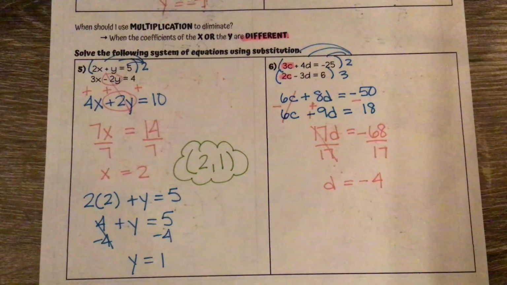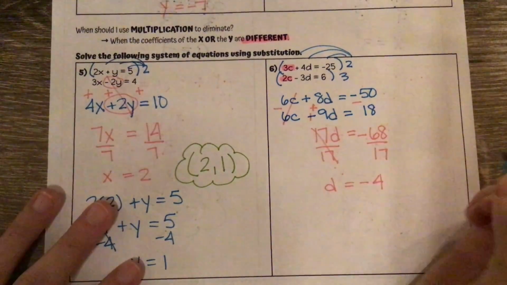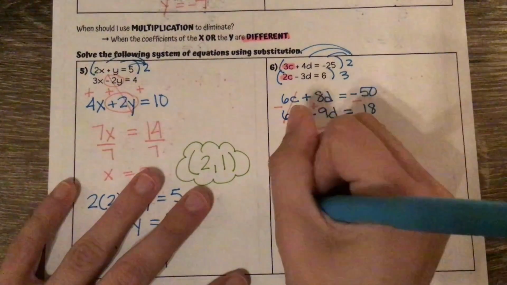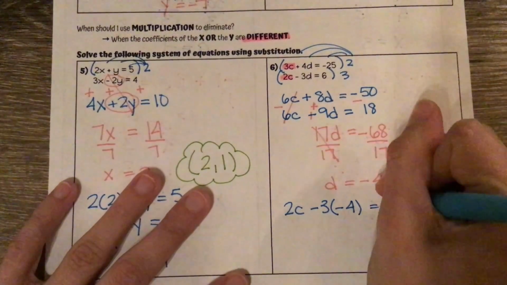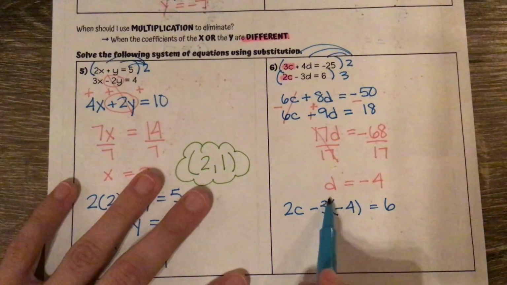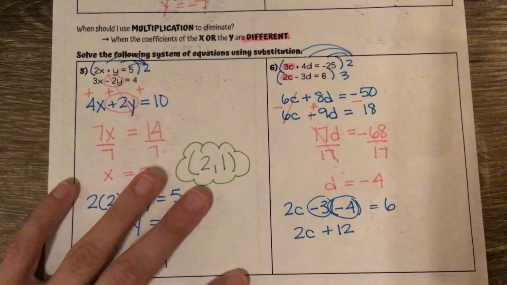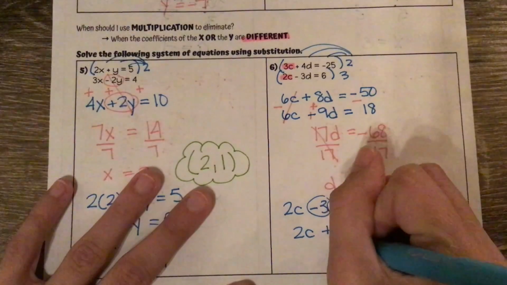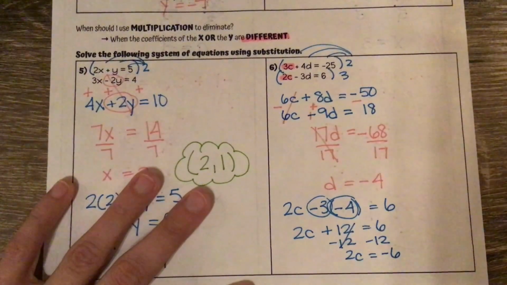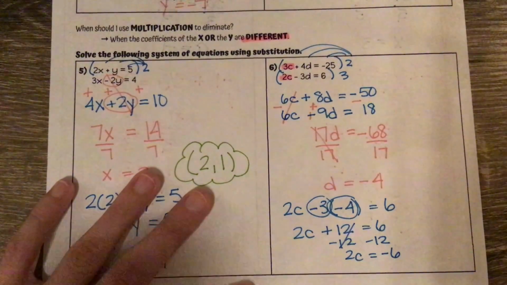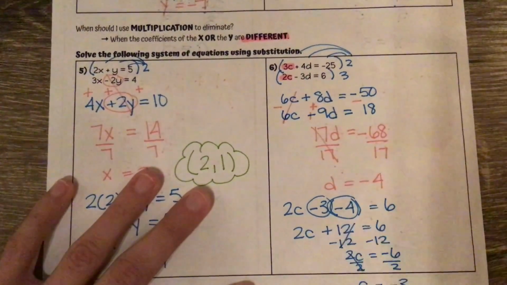We go back and we plug into either equation with the d value of negative 4. So let's do the second one. 2c minus 3 times a d value of negative 4 equals 6. Simplifying, negative 3 times negative 4 is positive 12. So we get 2c plus 12 equals 6. Subtract 12 from both sides. 2c equals negative 6. Divide by 2. And we get c equals negative 3.